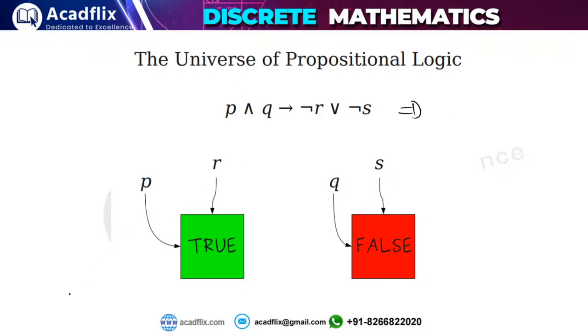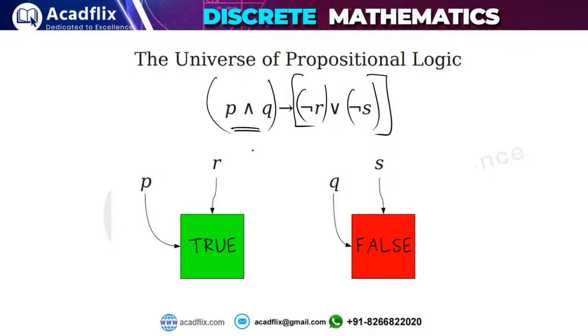So in the same question we can apply two concepts. The first concept is, remember the precedence. I told you that negation has the highest precedence, so you do the negation first, then conjunction, then disjunction, and at the end you will do the implication. So what is P and Q? P is taking true, Q is taking false, so P and Q will be false.